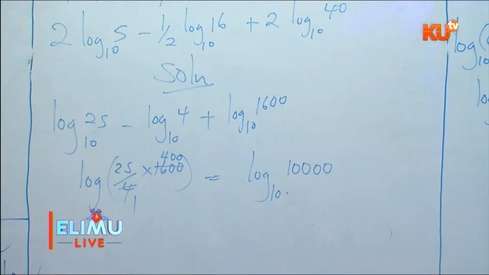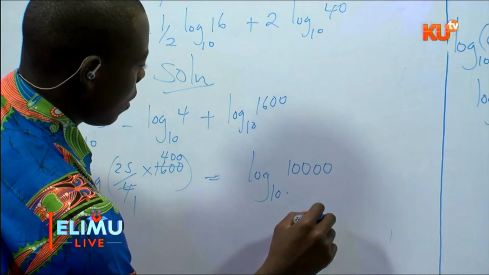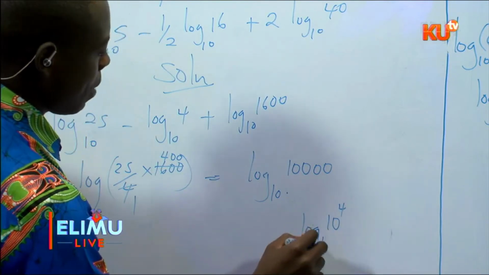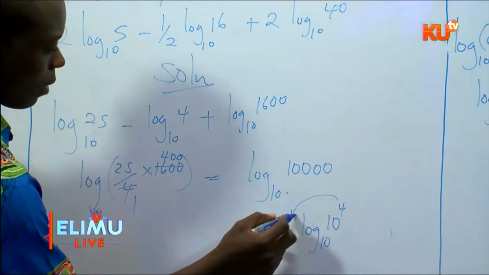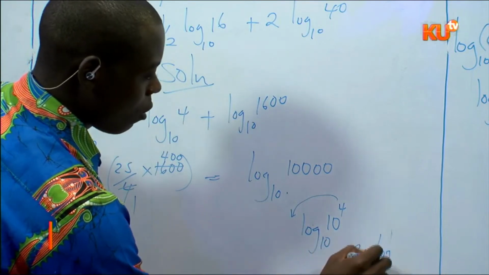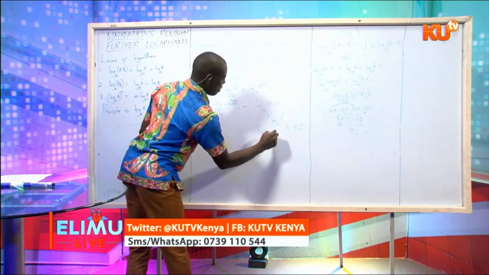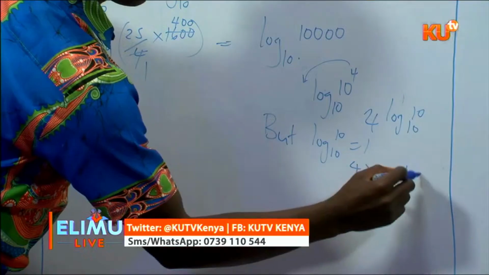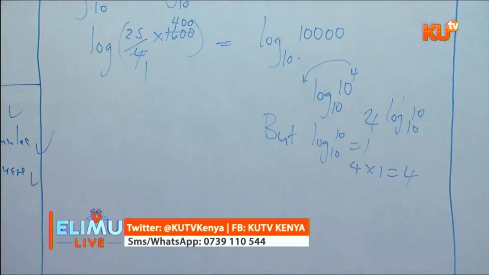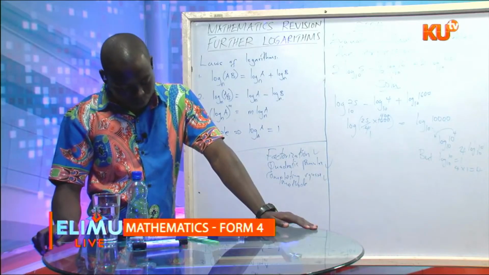So when you have log 10,000 to base 10, this is the same as having log 10 power 4 base 10. Using the third law, the power comes before the log. So you have 4 log 10 base 10. But we've said log 10 base 10 is 1. So the solution here is 4 by 1, which is 4. That is the way we simplify that expression. And that was 3 marks in 2004.